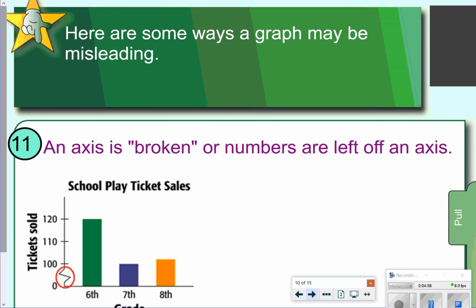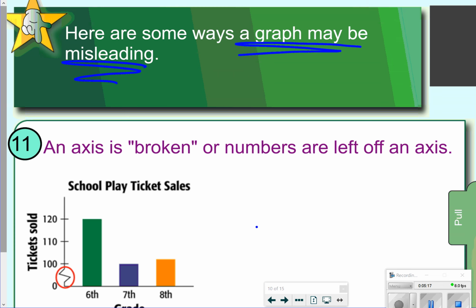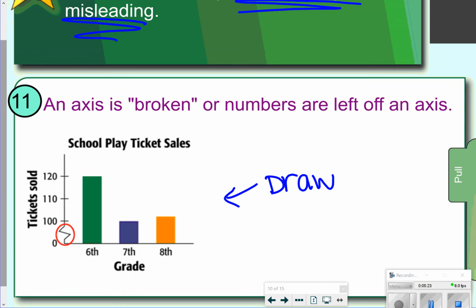Okay. The next thing we're going to talk about, and this is the final 4 things that are going on our notes, is how graphs may be misleading. So there are 4 ways that a graph could be misleading. One way is that an axis is broken or numbers are left off an axis, and this is what the broken axis looks like. It might be a good idea to write down or draw what the broken axis looks like. But this is one way that a graph could be misleading.